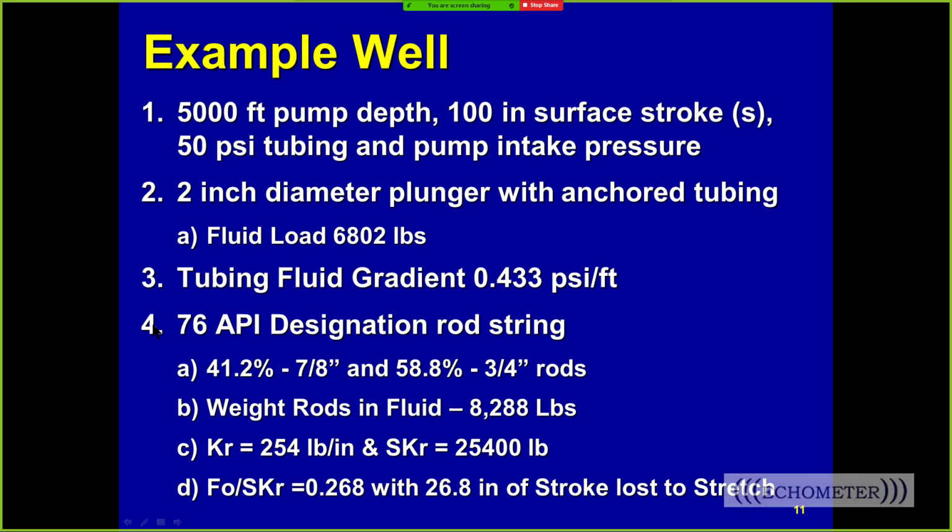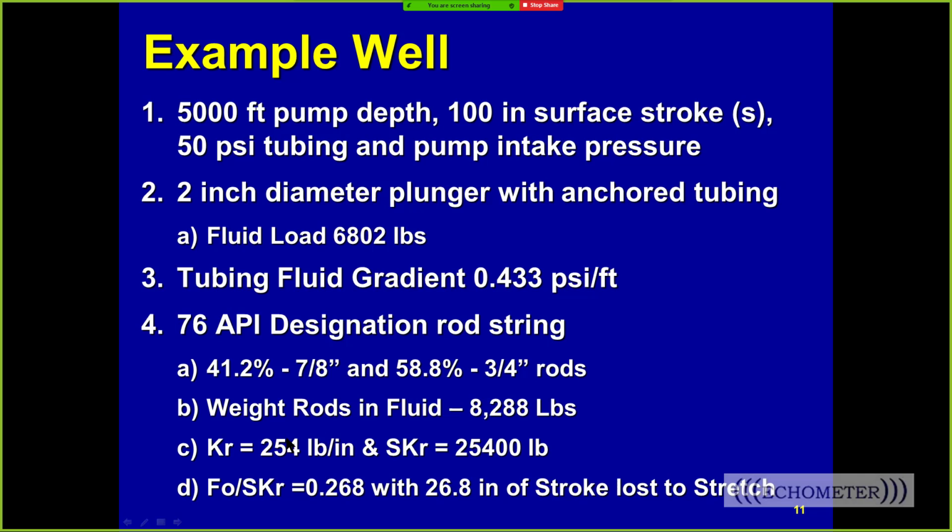The rod string that the Q-rod would design would be called a 7/8 rod on top, 6/8 or 3/4 rod on bottom, which is a 76 API rod taper. 41% would be 7/8, and 58.8% would be 3/4. The rod string in fluid in this well weighs about 8,300 pounds.